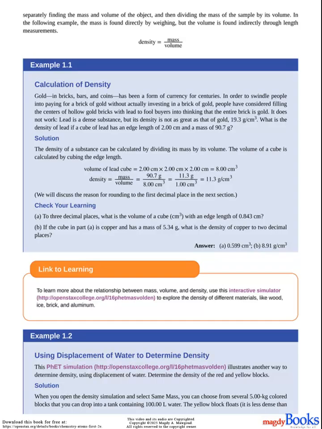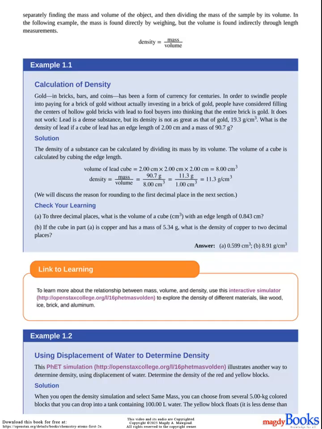Example 1.1. Calculation of density. Gold, in bricks, bars, and coins, has been a form of currency for centuries. In order to swindle people into paying for a brick of gold without actually investing in a brick of gold, people have considered filling the centers of hollow gold bricks with lead to fool buyers into thinking that the entire brick is gold. It does not work.